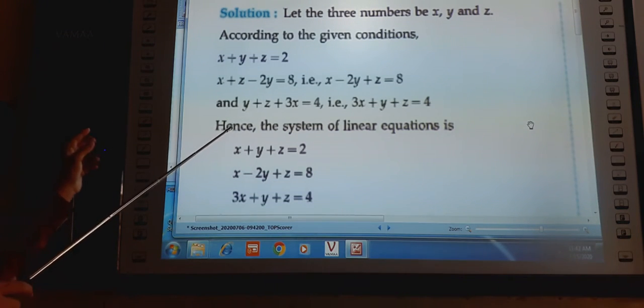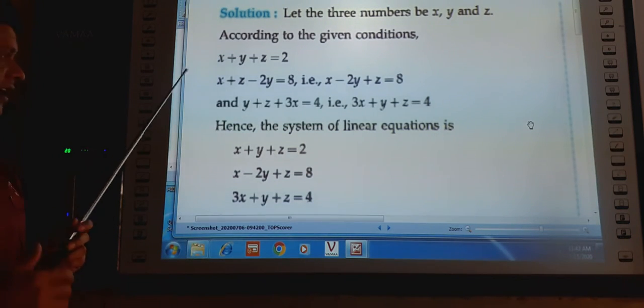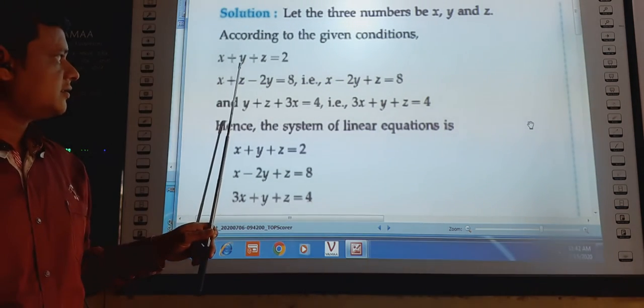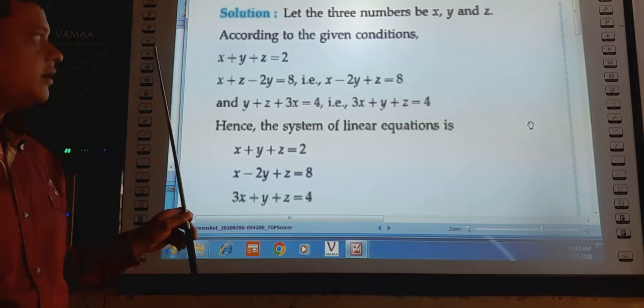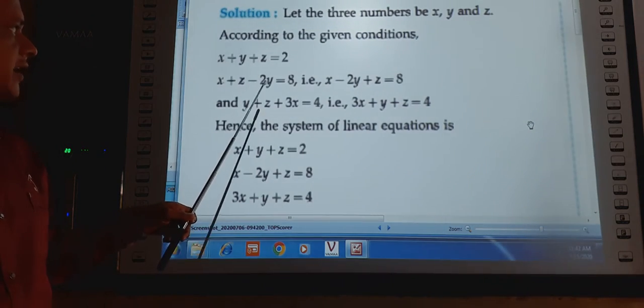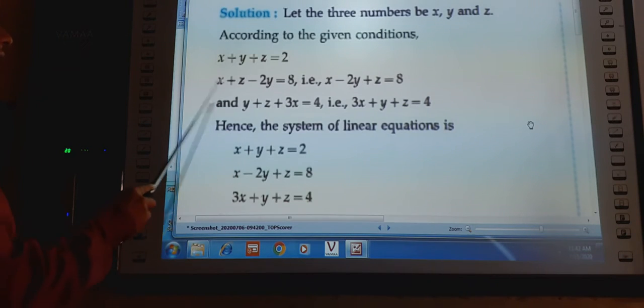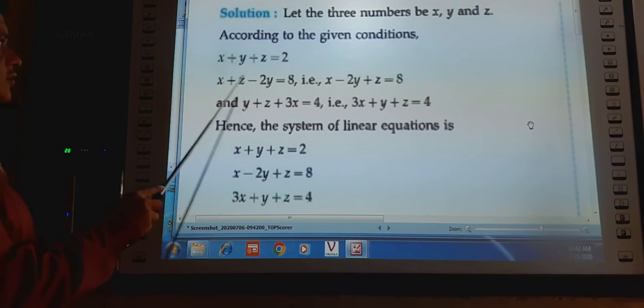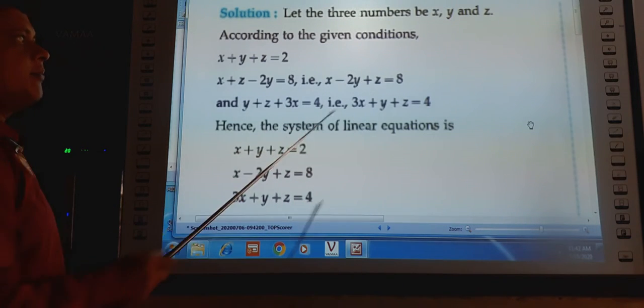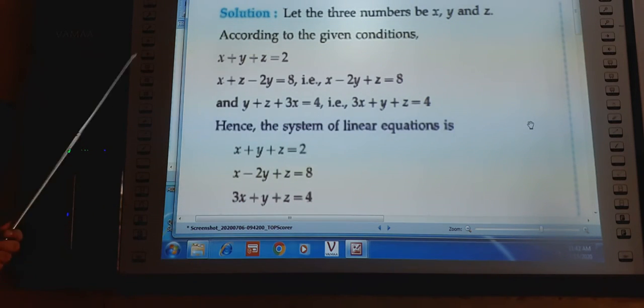We are given that the second number is subtracted twice from the sum of the first and third number. So we write x plus z minus 2y equals 8. Rearrange them first. So we write this minus 2y at the second position. So we write x minus 2y plus z equals 8.